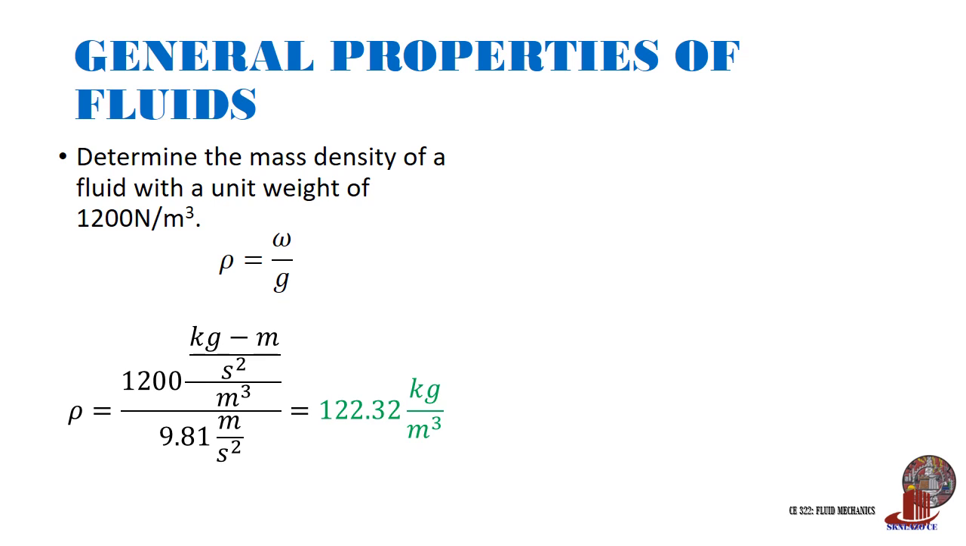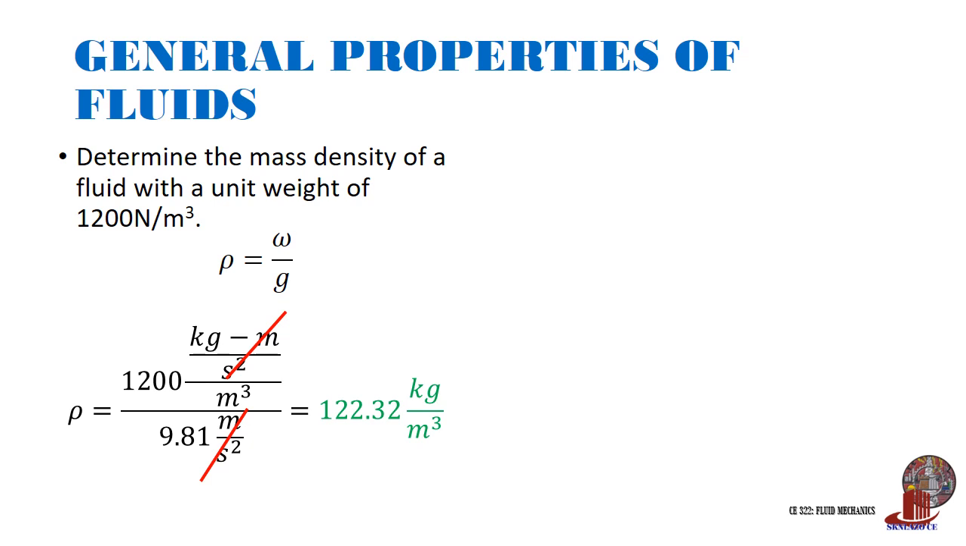Note that the newtons has been expanded as kilogram meter per square second for you to see that the units basically cancel out, leaving us with kilogram per cubic meter. So the answer is 122.32 kilogram per cubic meter.